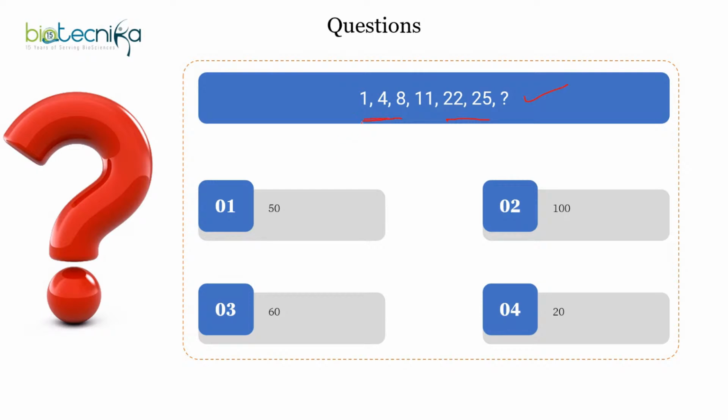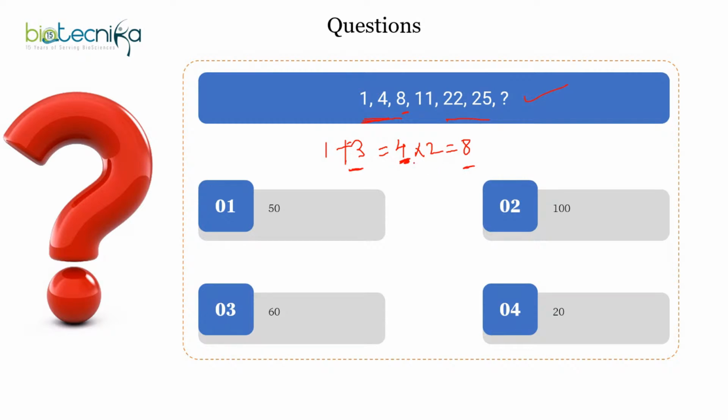1 and 4. Suppose I add 1 plus 3, I'll get 4. Then the next number is 8. So what should I do with 4 to get 8? I should multiply by 2 to get 8. I should multiply 2 with 4 to get 8. So what is happening?